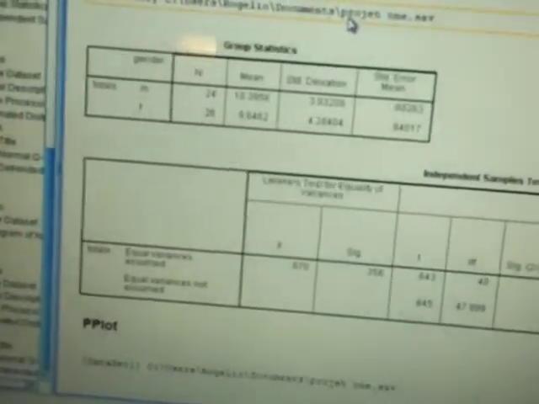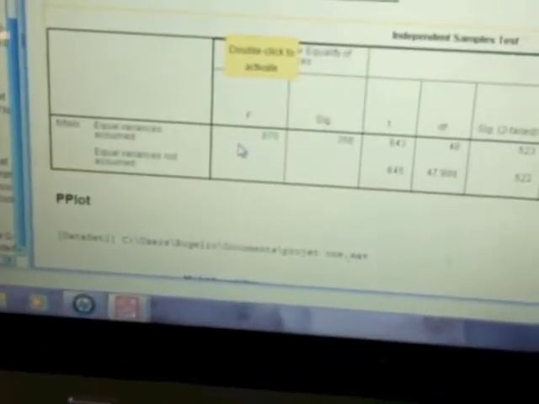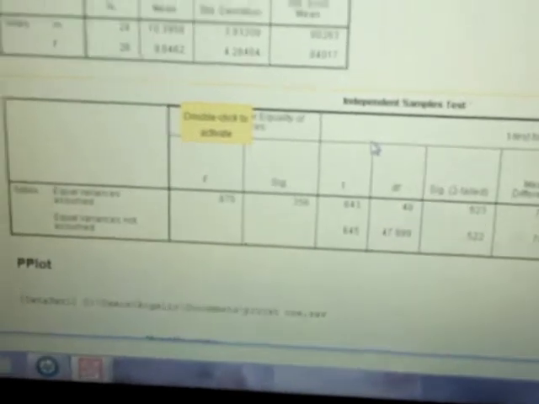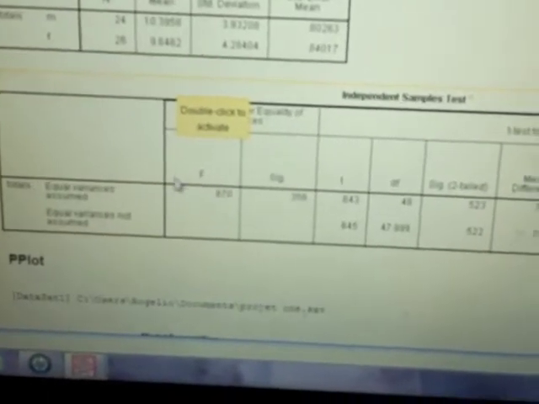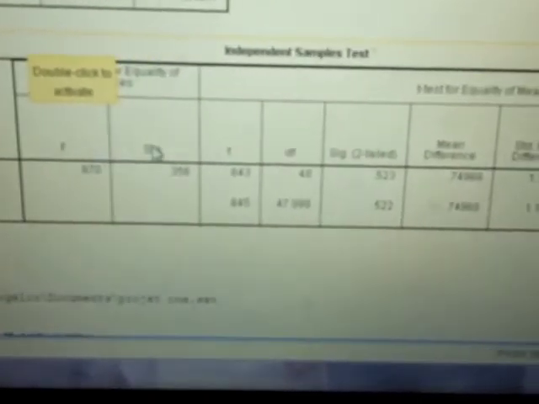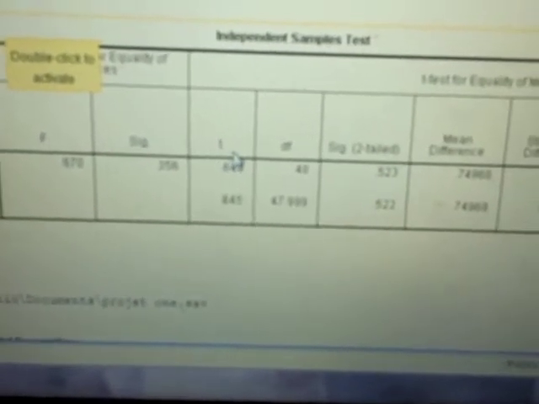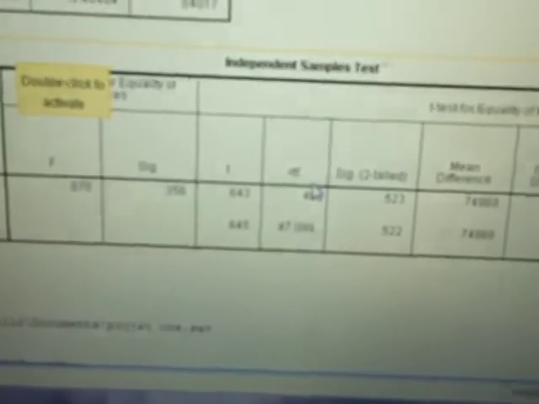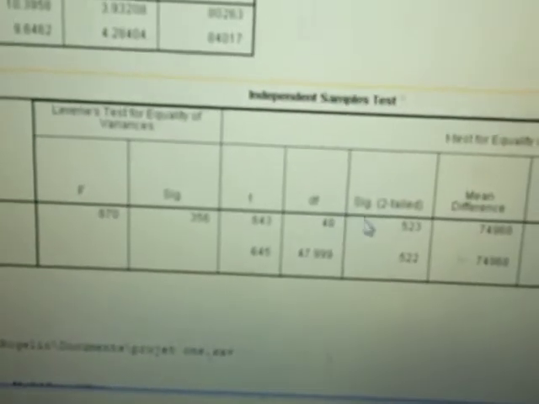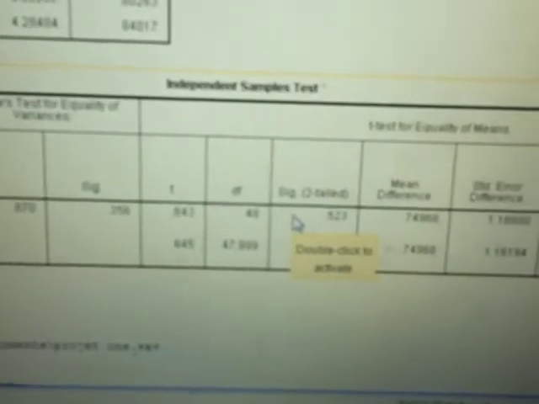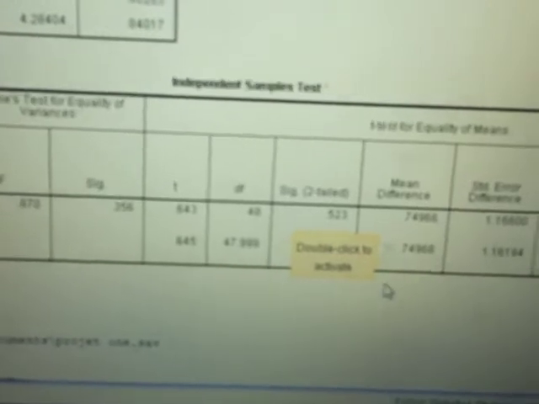Oh, and we also had to change our group to male and female when we grouped them. And this gave us the independent sample test for those. As you can see here, our t value came out to 0.643, and our degrees of freedom of 48. Our p-value came out to be 0.523, as you can see right there.